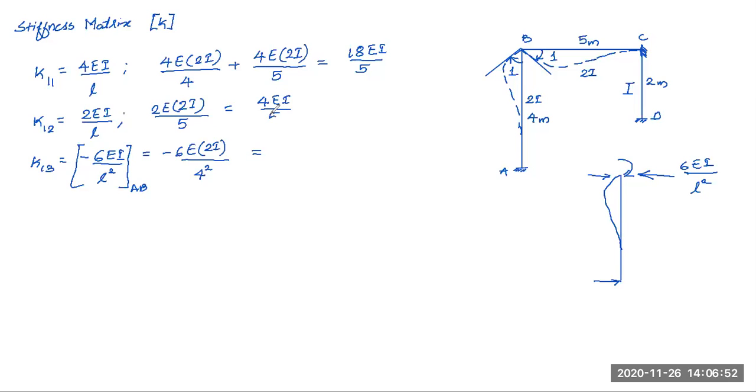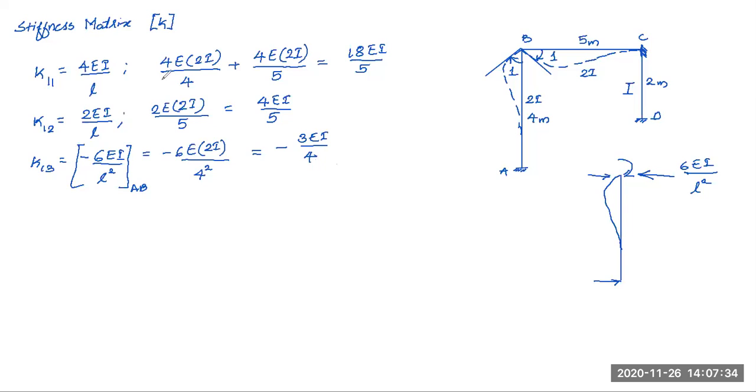K12. And this one will be minus 12 by 16. How much does that come out to? 0.75. Okay, minus 12 by 16 is 0.75, or it is 3 by 4. 3EI by 4, minus 3EI by 4. Okay, so this is what we have.